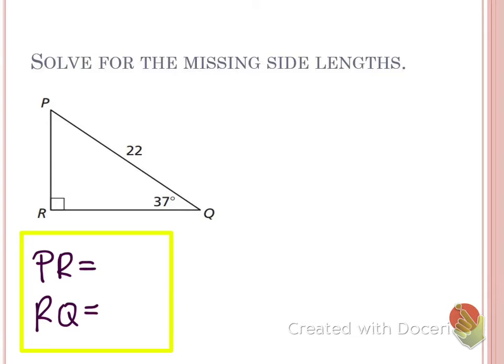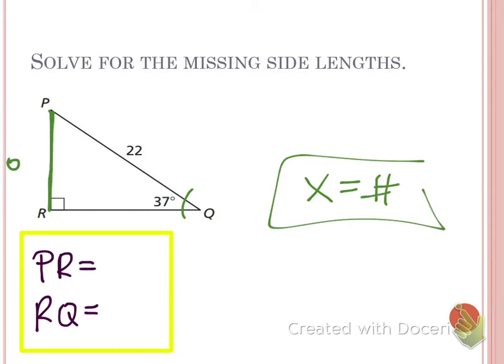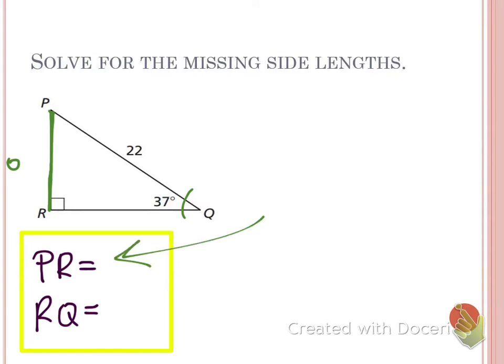Alright, so to find PR, what kind of side is it in comparison to the angle we were given? Opposite. So here is what we do when we solve this equation. I am going to call this side O as an opposite. You can call it X if you want, but either way, neither one of us is going to say X equals a number and then box it. We're going to figure out what the length is and then put it in our answer, the length of PR.